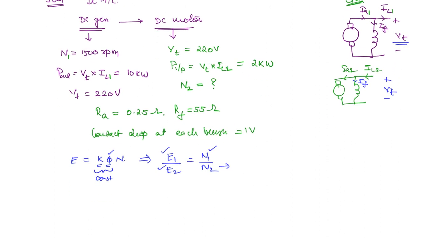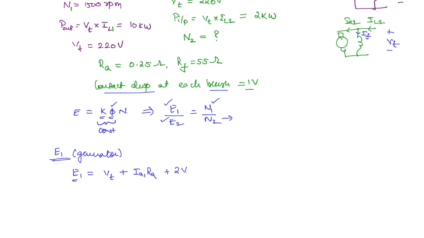Okay. So first if you take E1, here it is working as a generator. So for a generator, E1 will be equal to Vt, the terminal voltage, plus the drop across the armature. But in this question, additionally, the contact drop at each brush is given. So then since there will be 2 brushes, you're going to have 2 volt. So this EMF will be equal to all of these voltages. Now here we know Vt, terminal voltage is 220, Ra is given 0.25, this is 2 volt. So we have to find IA1.